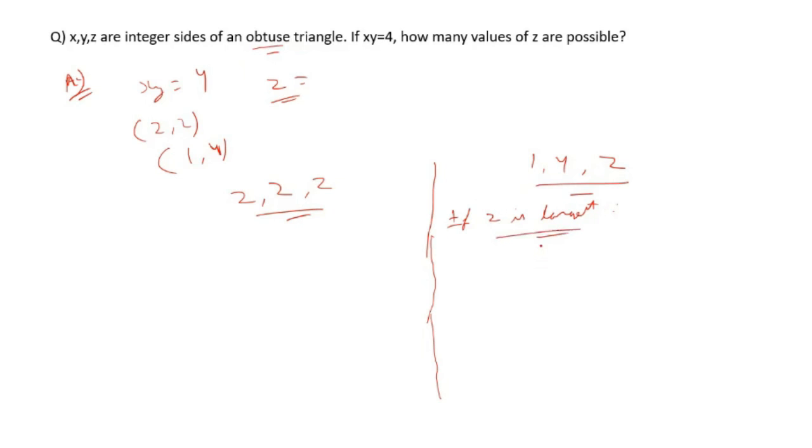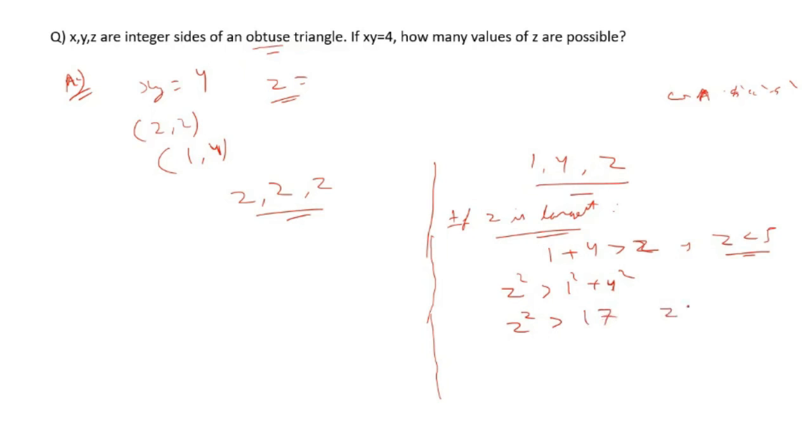If z is largest, then we can write two things, and in every case we can write these two things: that 1 plus 4 will be greater than z. So essentially z would be less than 5, this we know. Also, since z is the largest, z square will be greater than 1 square plus 4 square, right? This is again from cos A being b square plus c square minus a square, so this should be negative, and that's how we get that. So z square will be greater than 17.